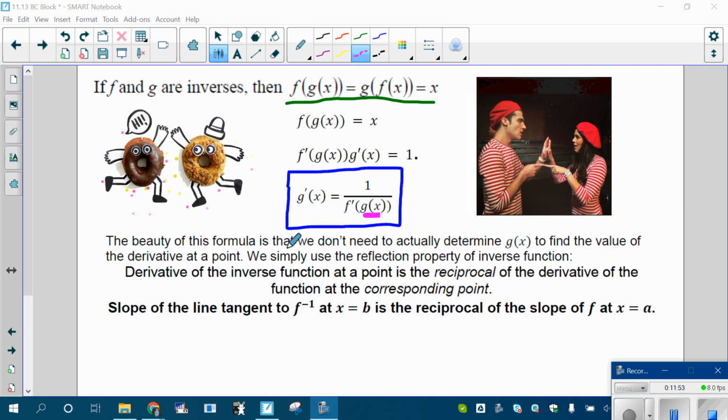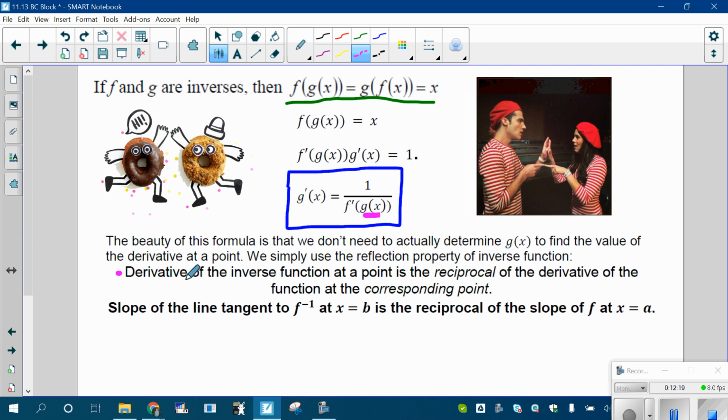Okay, so why is this formula even useful? Well, it's cool because if you know an original function, you can find out things about the derivative of the inverse without actually having to find the inverse function. That's kind of the nice thing about it. You know something about a function, you can know something about the derivative of its inverse. Here's the key phrase. Read this. The derivative of the inverse function at a point is the reciprocal of the derivative of the function at the corresponding point. We call this corresponding point the buddy point. But again, the key focus here is that it's not at the same point, it's at a corresponding point.